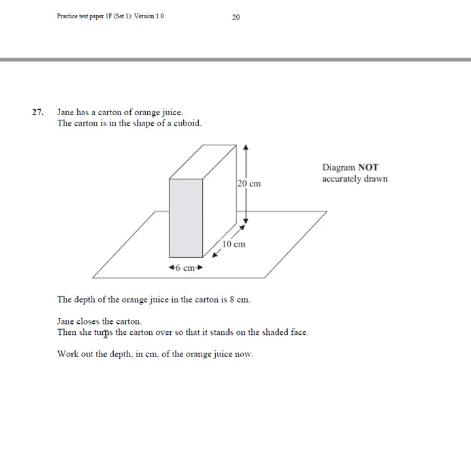Then she closes the carton, and she turns the carton over so that it stands on the shaded face. Now what is the shaded face? It's 6 by 20. So work out the depth of the orange juice now. What would the height need to be, if the base was 6 by 20, to multiply by 6 times 20 to get the volume of orange juice that you've got? And that's the answer.